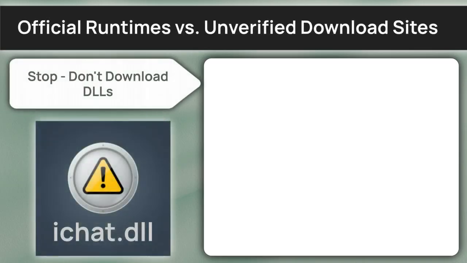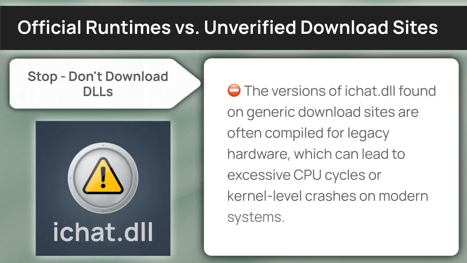A quick professional note on security: sourcing components correctly is just as important as the fix itself. Safety first, never attempt to replace Ichat Library DLL with files found on random download portals. These sites lack quality control and often distribute files that are incompatible with modern Windows updates.